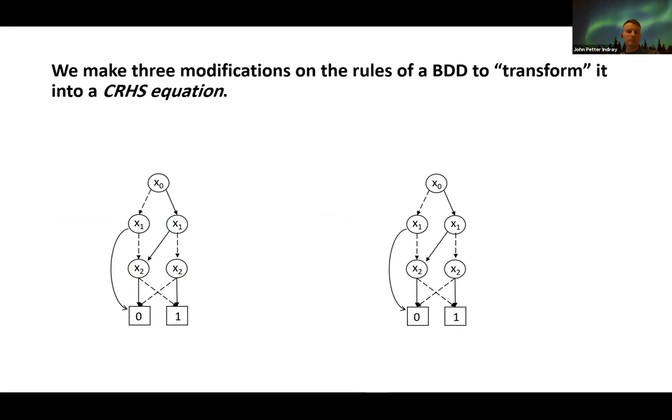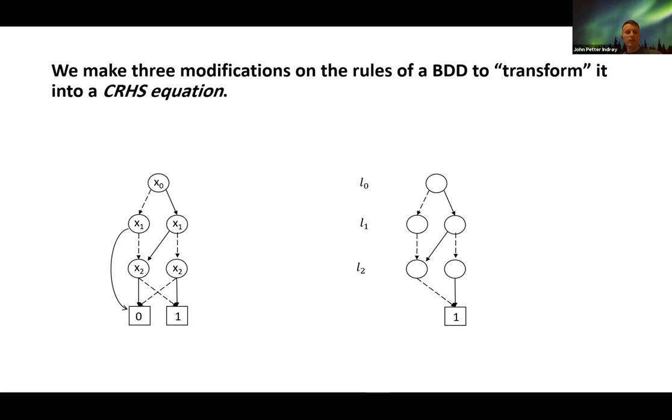We then move on to make the point that we only need three modifications to the rules of a BDD to transform it into a compressed right-hand-side equation. Namely, we associate the variables with levels instead of individual nodes. We remove the zero terminal node, and then we allow linear combinations instead of only single variables to be labels.